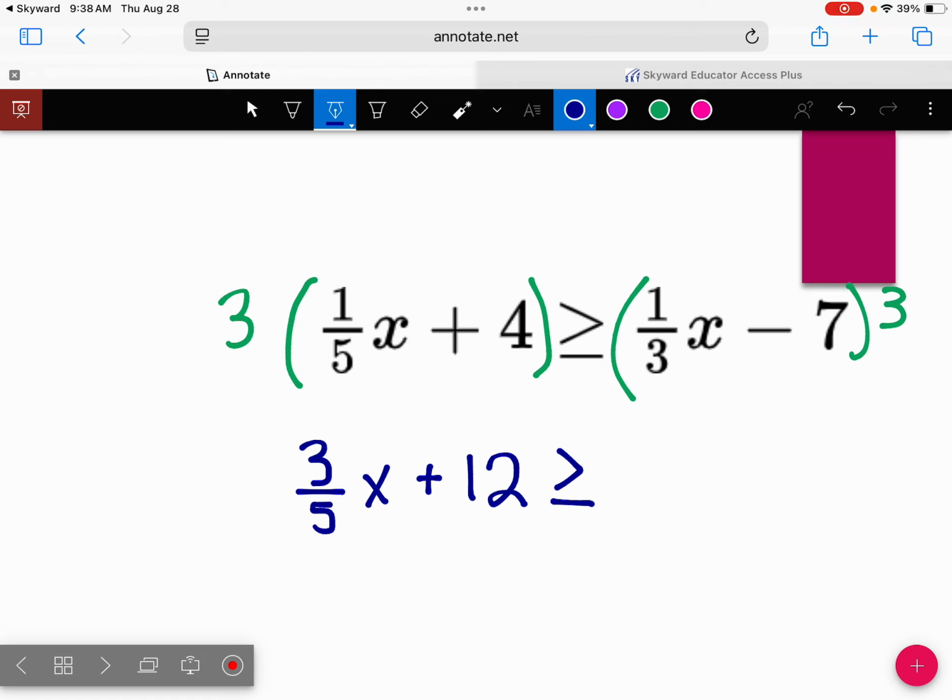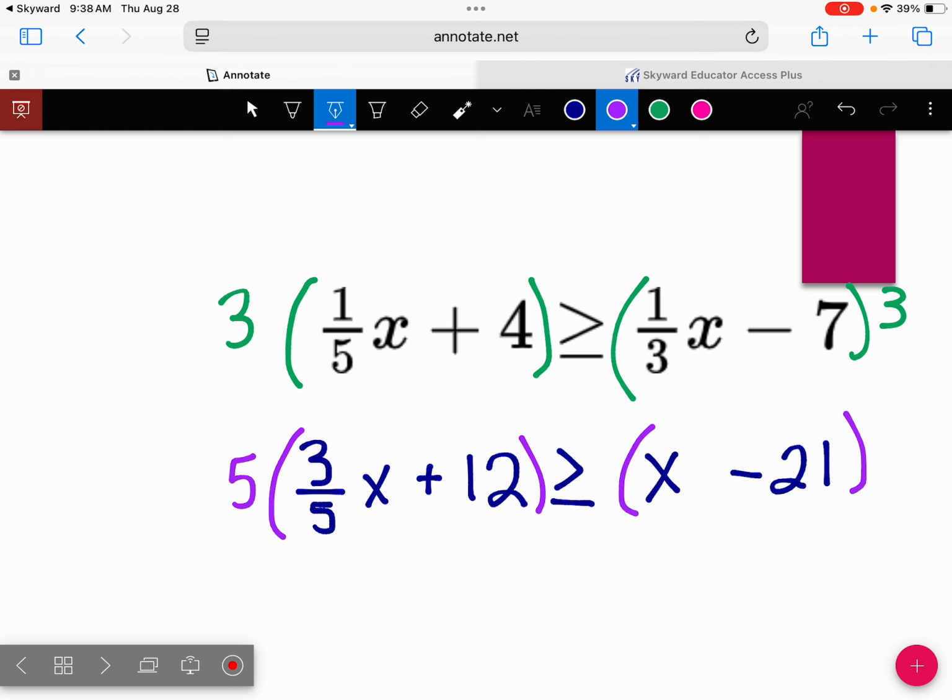And here's where we get the benefit of multiplying by 3. Oh, because 1/3 times 3 gives me 1. So this is just 1x. Oh, that's better. Minus 21. I still have one fraction, and we don't like it, so I would really like to multiply also by the 5. And again, you could do this in one chunk by multiplying by 15, or you can do it in 2 chunks.